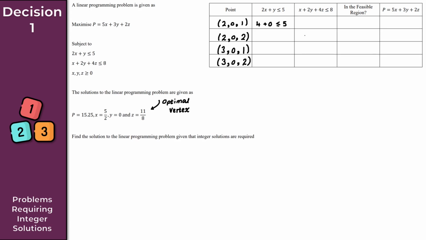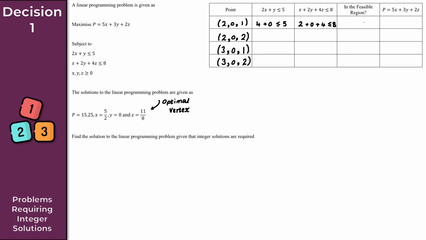What about the second constraint? So x is 2. 2 lots of y is just 0. And then 4 lots of z, that's 4 times 1, which is 4. I get 2 plus 4, which is 6, which again is less than or equal to this value here, which is 8. So it satisfies both constraints.